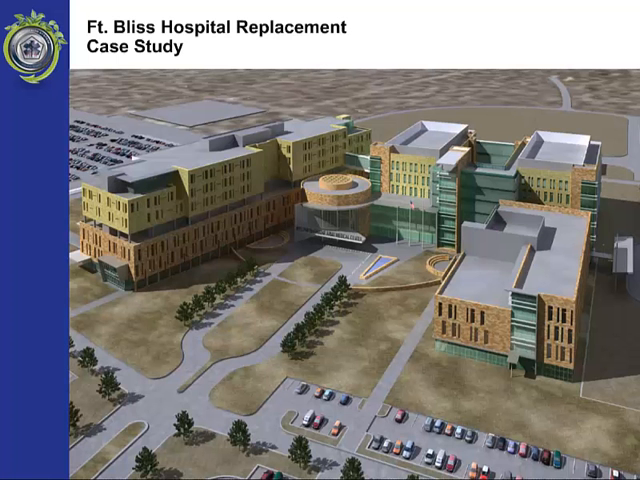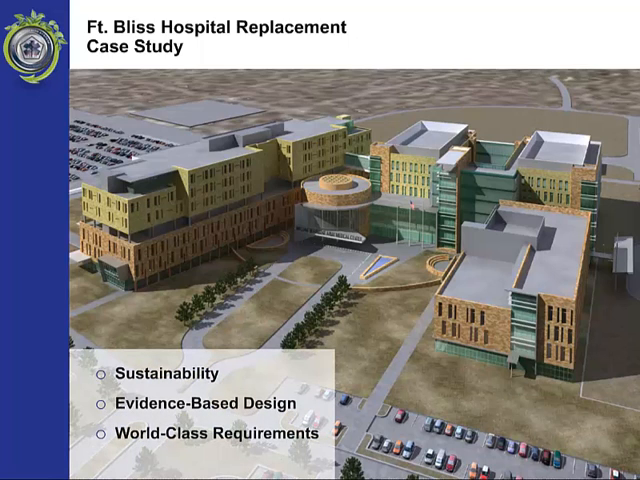Case study. The Fort Bliss Hospital replacement project includes the design of a hospital, clinics, administration building, clinical investigation building, and central utility plant in El Paso, Texas. This case study will cover the pre-design through S2 phases of the project, explaining how the project team used the SROI framework to make informed decisions related to sustainable design, evidence-based design, and world-class requirements.